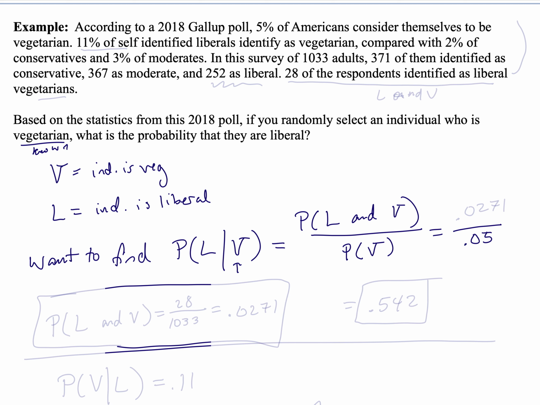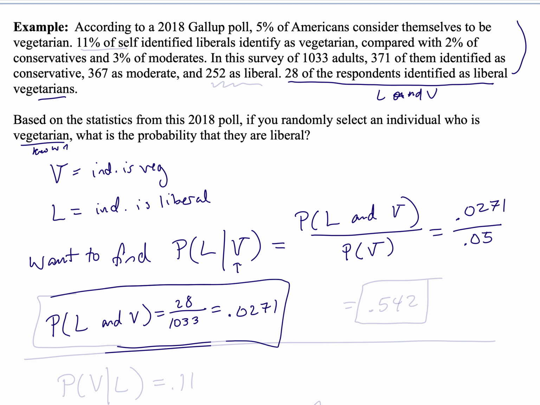So we can look back up at all the information that we have and see that, among other things, 28% of the respondents identified as liberal vegetarians. Sorry, not 28%, but 28 of them. So those are people who were both liberal and vegetarian. That means that the probability that somebody's liberal and vegetarian is 28 out of the 1,033 respondents. So if we divide, we get a probability of 0.0271. And so that's 0.0271 that goes in right there.